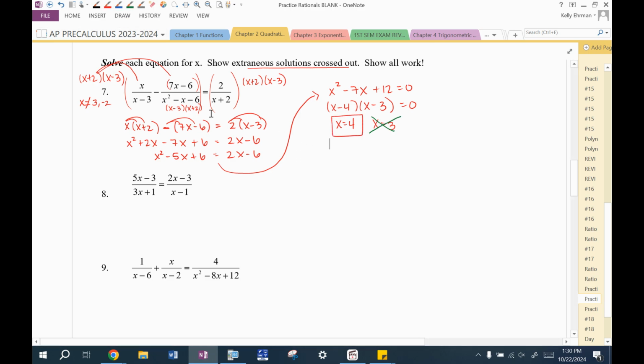You can check your answers, by the way. If you were to graph, I would probably check in Desmos. But if you were to graph the left side of the equation and graph the right side of the equation, they should only intersect at one point, and that's x equals 4.